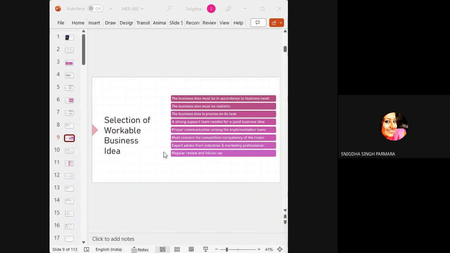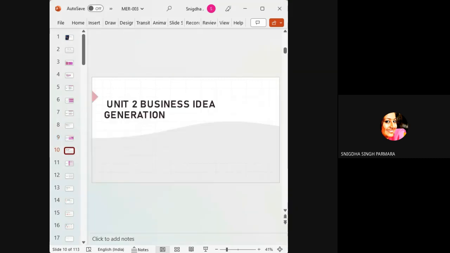So, this is all about Unit 1. In case anybody has any queries, any doubts related to it, kindly let me know, else I will proceed with Unit 2.